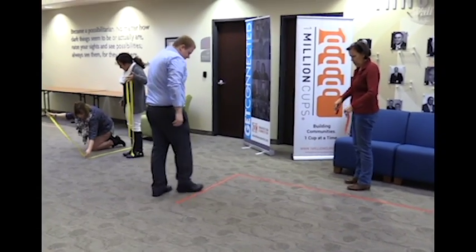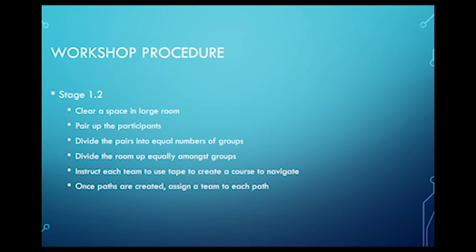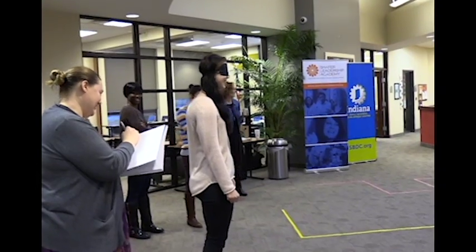Once the paths are created, assign a path to each team. The teams should be using a path they did not create. Have each team decide who will be the programmer and who will be programmed. Use a random method such as rock, paper, scissors, or flipping a coin to decide. Blindfold the person that will be programmed.